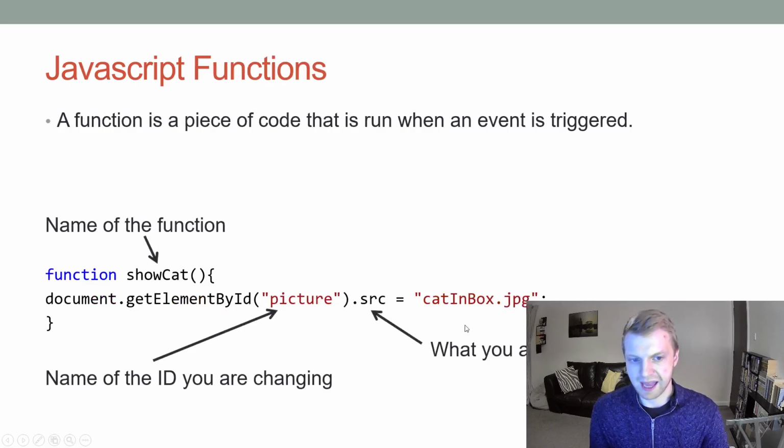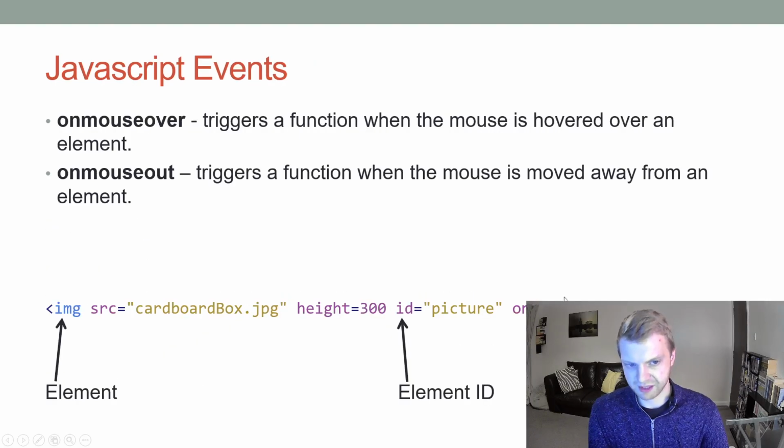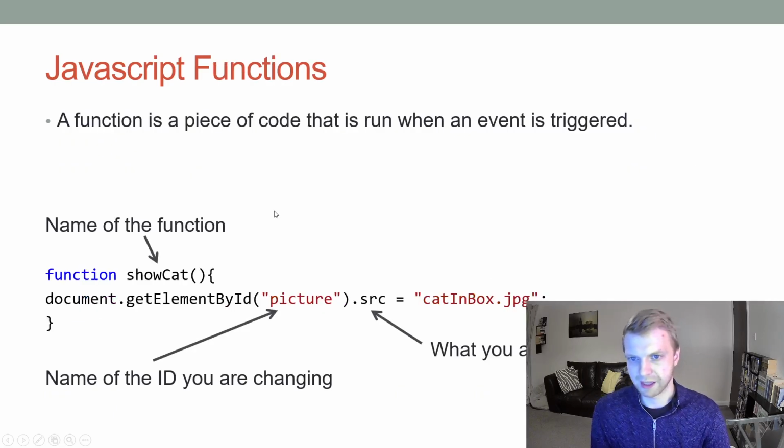And what this will do is, when they hover on this, it will say go find showCat, go run that bit of code. And it goes and finds it. Now this is JavaScript, this whole thing, and it runs this, which is a complicated way of saying it changes the image to a picture of a cat in a box.